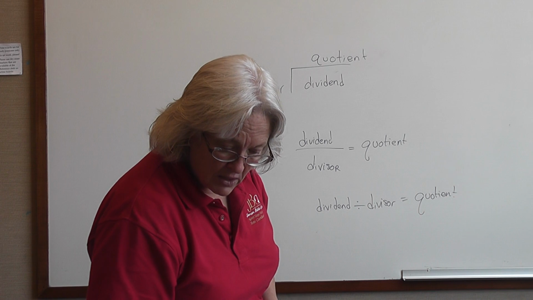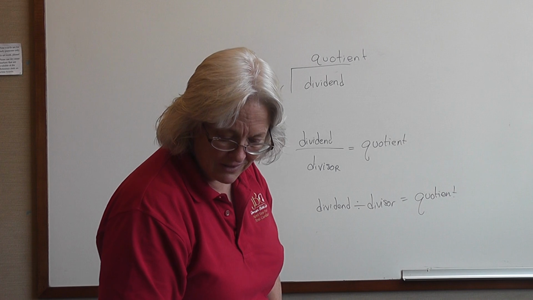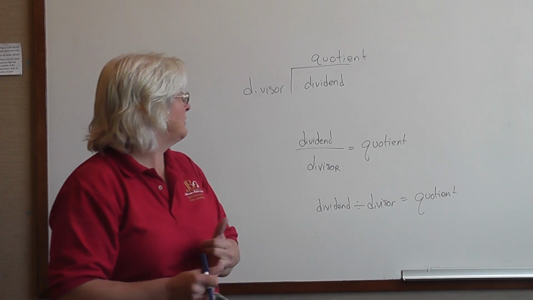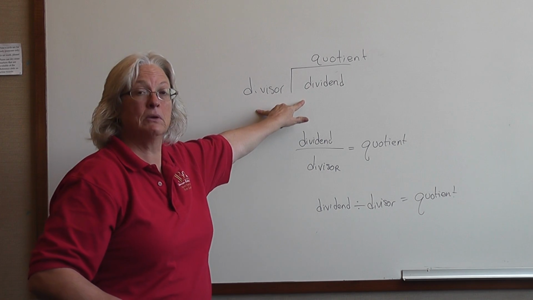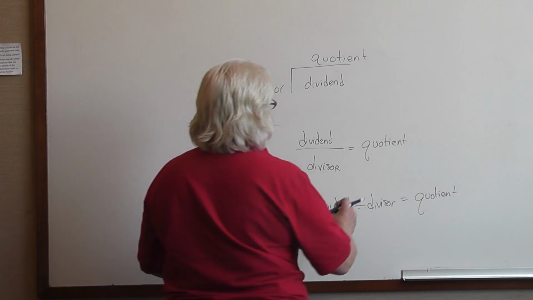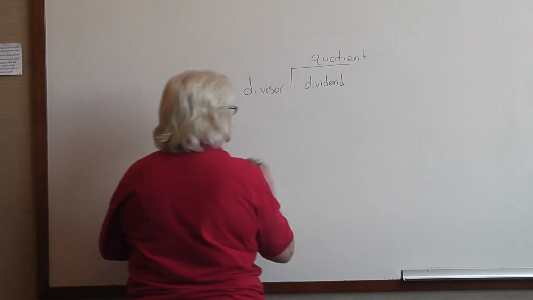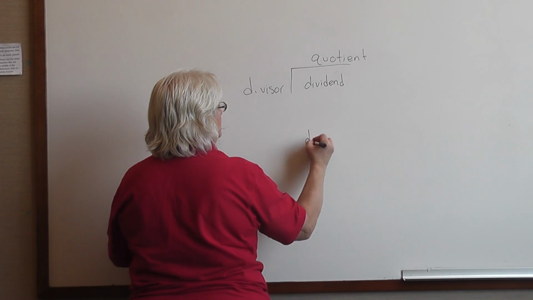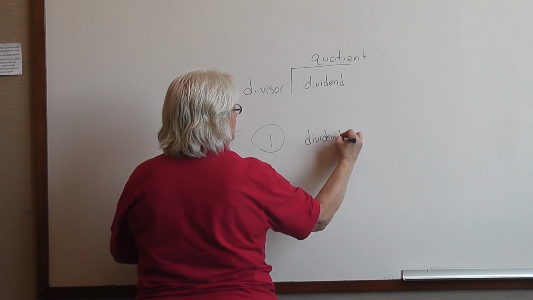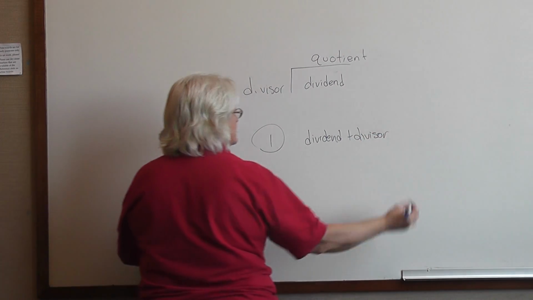And then you can look at the bottom of page 23, and it tells you if the dividend and the divisor have the same sign, then the quotient is going to be positive. Dividend and divisor are the same. This is the first condition. Dividend and divisor have the same sign.